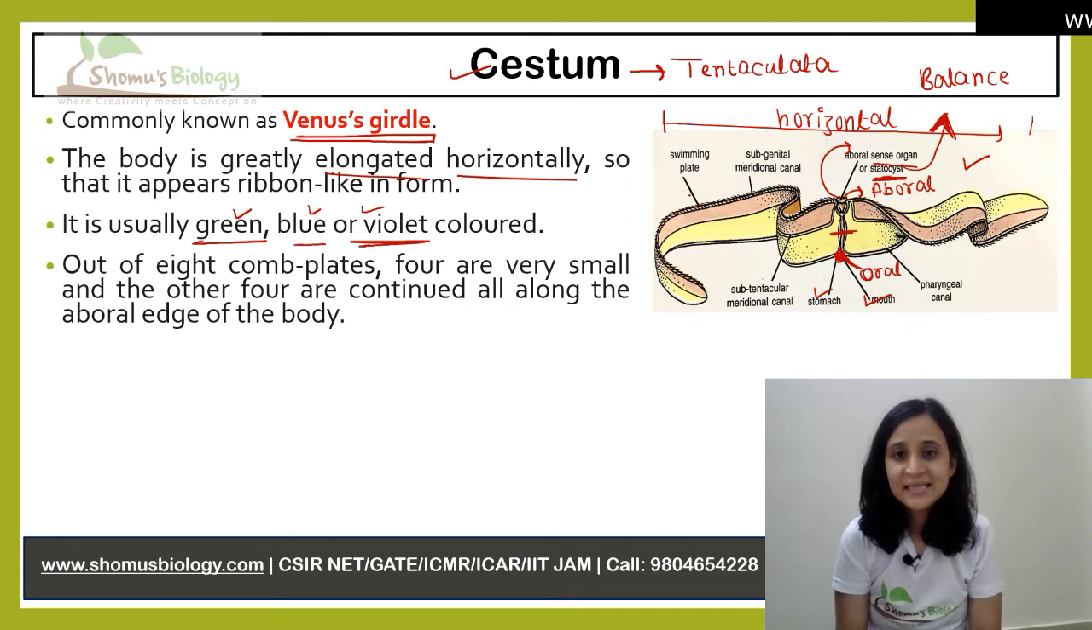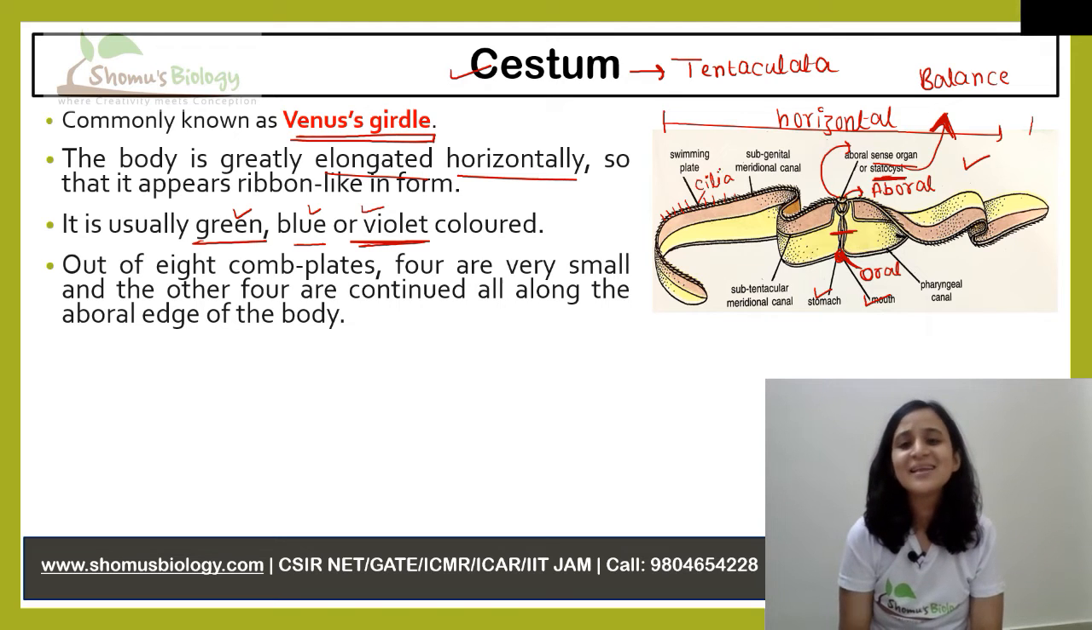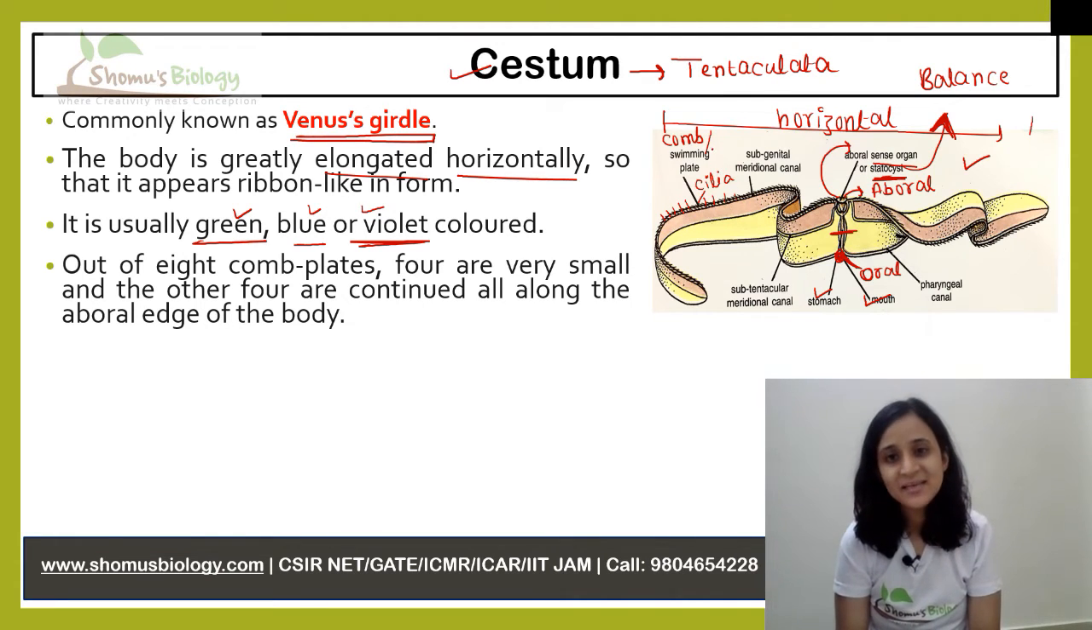Okay, this is the swimming plate. Here we can see the swimming plate, and that is having number of cilia. So this is just like a comb plate. This is actually comb plate. Okay, so this helps in their movement or their swimming. So this is the comb plate or swimming plate.